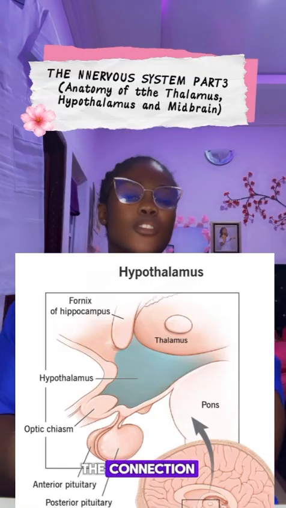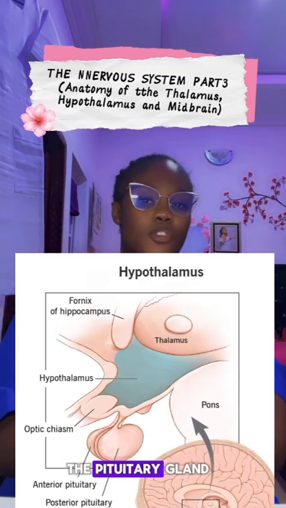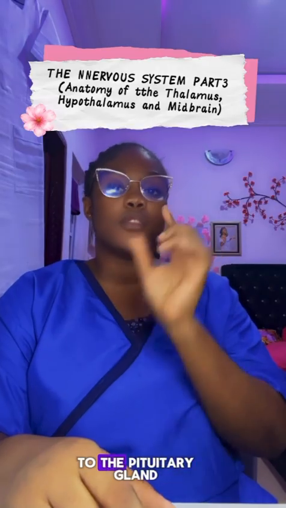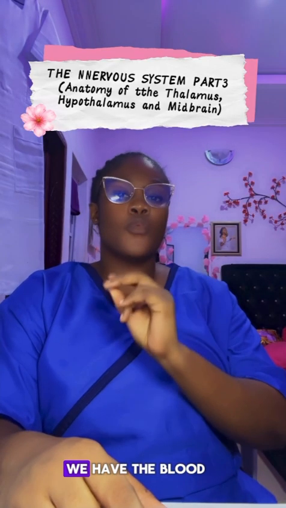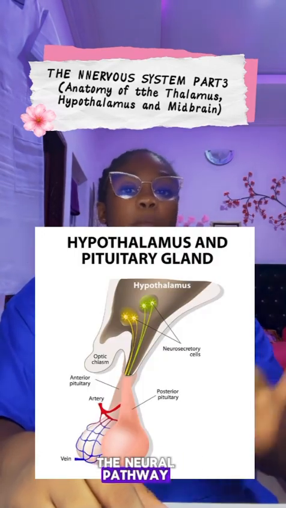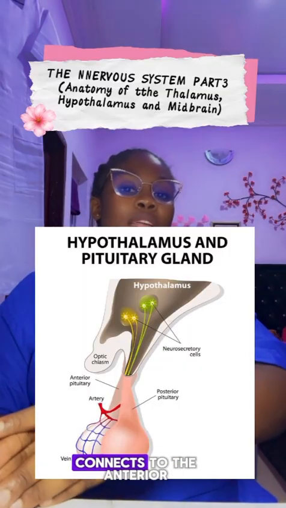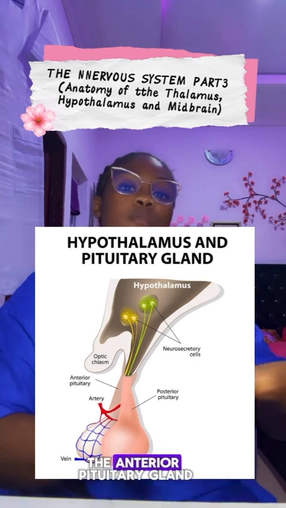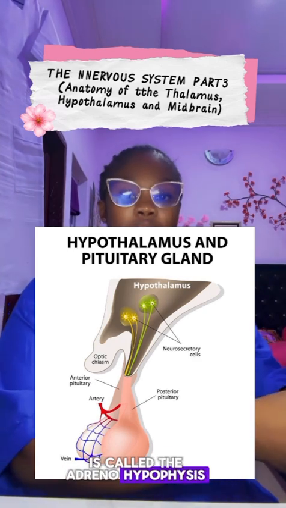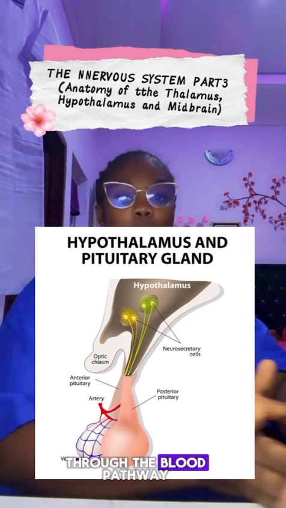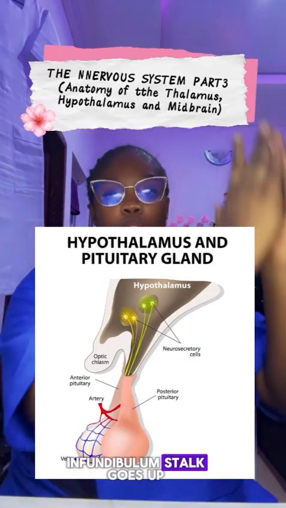Now let's talk about the connection between the hypothalamus and the pituitary gland. The hypothalamus is connected to the pituitary gland in two ways. We have the blood pathway and we have the neural pathway. The blood pathway connects to the anterior pituitary gland. You know that the anterior pituitary gland is called the adenohypophysis, so it connects through the blood pathway. That is where the infundibulum stalk goes up.